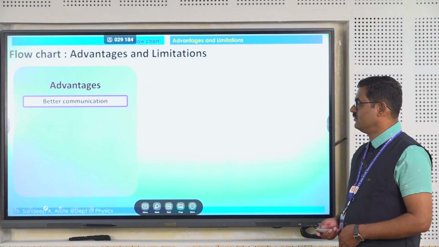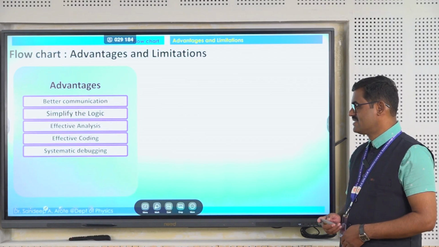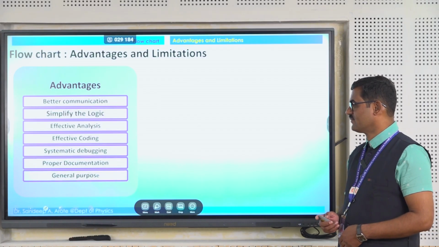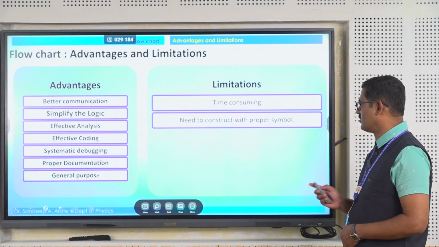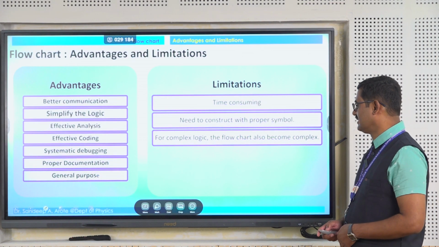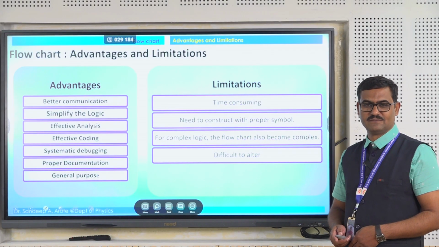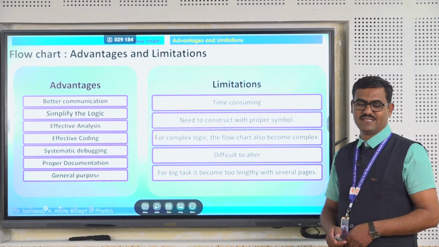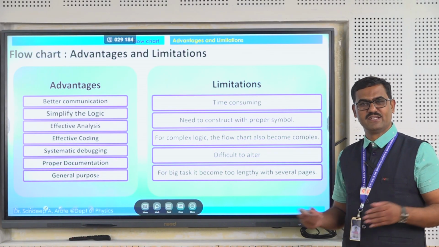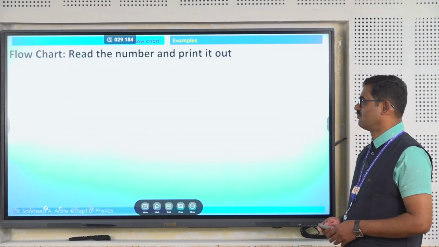The advantages are better communication, simplify the logic, effective analysis, effective coding, systematic debugging, and proper documentation, and a general purpose. Also the limitations are time consuming, need to construct with proper symbol. For complex logic, the flowchart becomes too lengthy and it also becomes very complex. Once you have a flowchart, it becomes very difficult to alter the flowchart if any mistake is encountered during construction. And for big task, the flowchart becomes too lengthy, so there will be so many branches, so it becomes difficult to understand the logic of a problem.